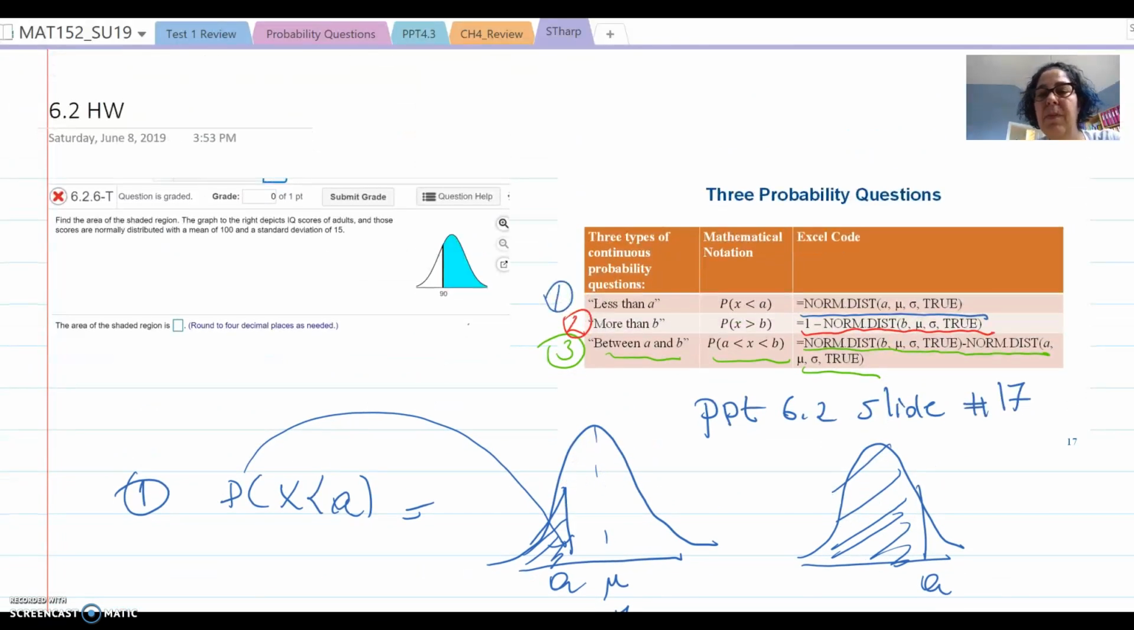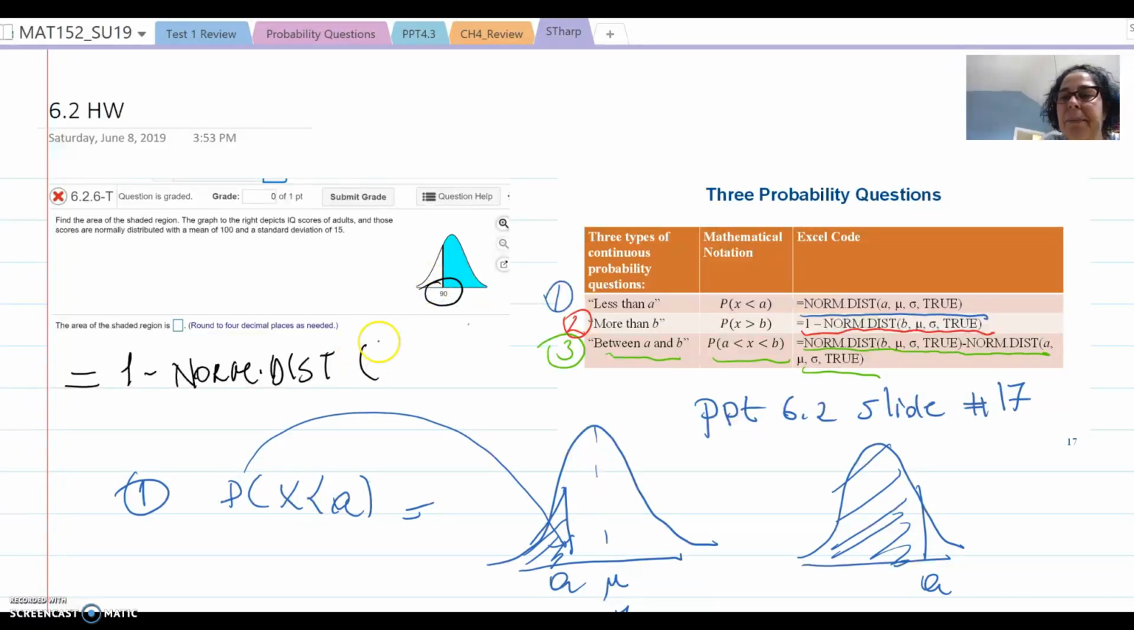So for this problem, you have the red shape. What does the red shape say? 1 minus norm dot dist. The way you're going to tackle this problem is in Excel. It's got nothing to do with Excel; you're just going to enter the formula in Excel: equal 1 minus norm dot dist. So what was it? Your A value here is 90, mu is 100, and sigma is 15. So we're going to enter that in Excel.